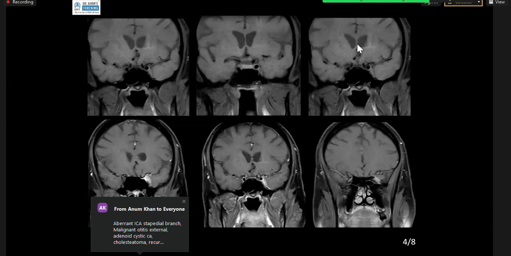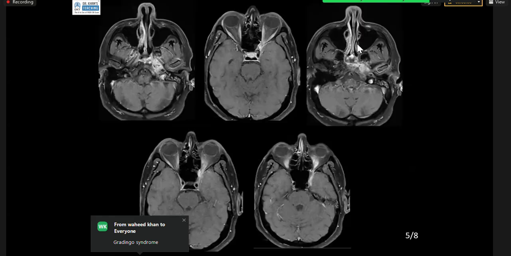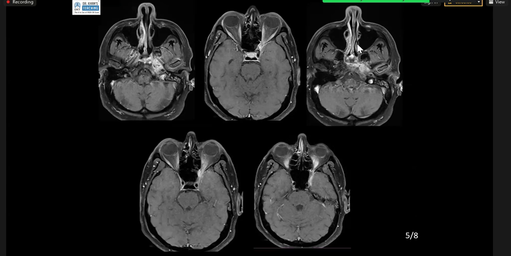So this is basically extensive petrous apicitis, which is leading to palsy of the sixth nerve. So this is an emergency, and I will refer the patient to the ENT and eye department for further management. The other name for this infection is Gradenigo syndrome.